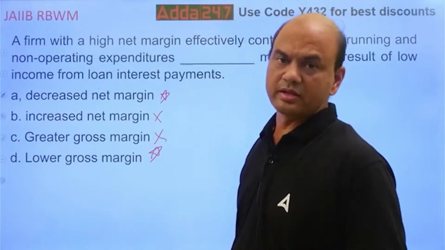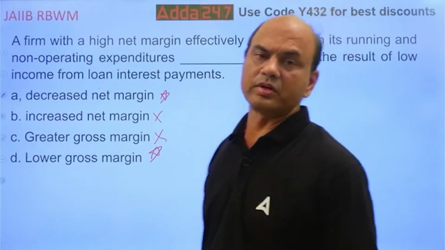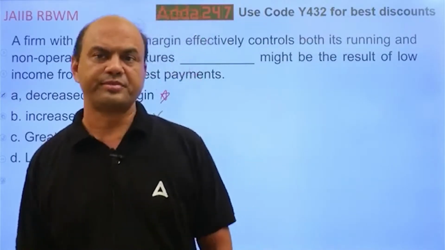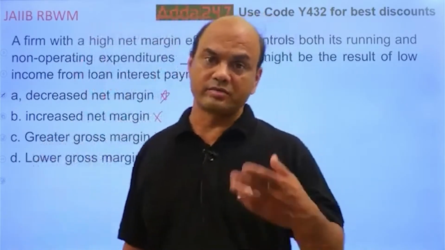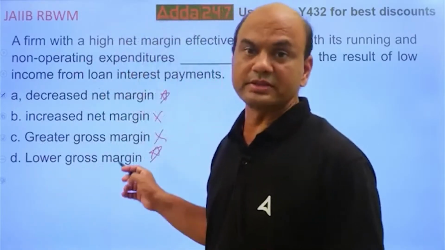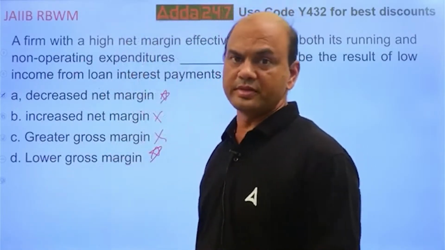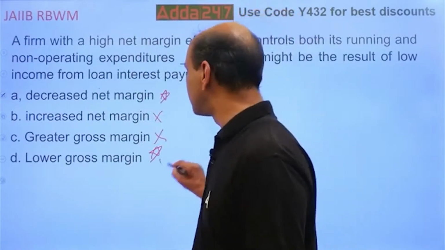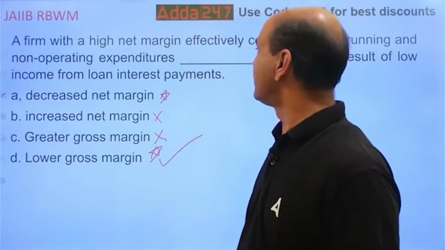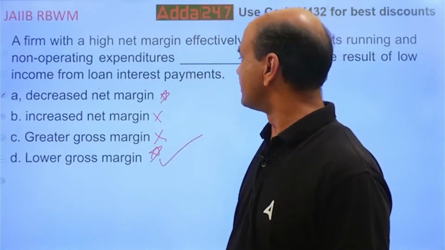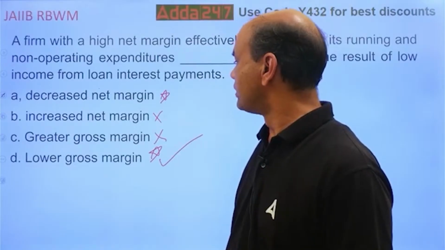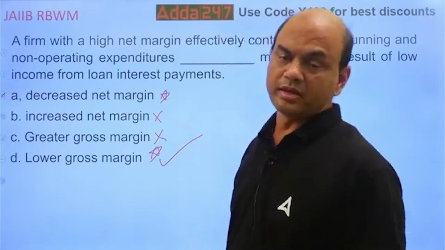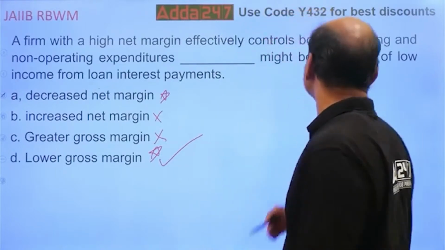Low interest payment. Loan payment comes under what? It comes under your gross, because that is the main income of yours, isn't it? That is the main income of yours. So this will lead to low gross margin. Okay? Low gross margin it will lead to, because that's a part of your trading account. That is the main business of yours. Okay?